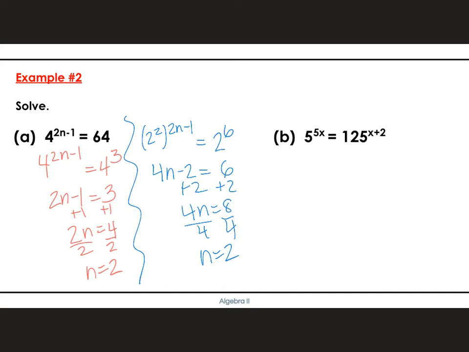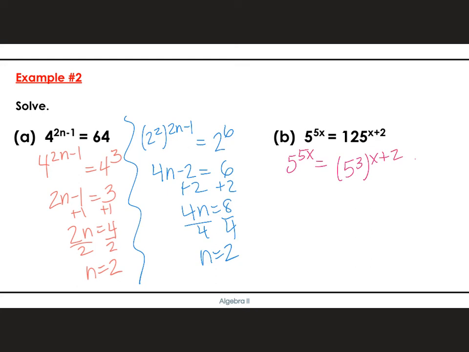Okay, so let's look at B, or you should actually go ahead and pause it and try to do B on your own, but I'm going to go ahead and do it. So my base on the right is 5, so I need to try to write 125 in terms of 5. So I'm going to keep the left, and I'm going to rewrite 125 as 5 to the third. Remember, I'm putting that in parentheses. So 5 to the third to the x plus 2.